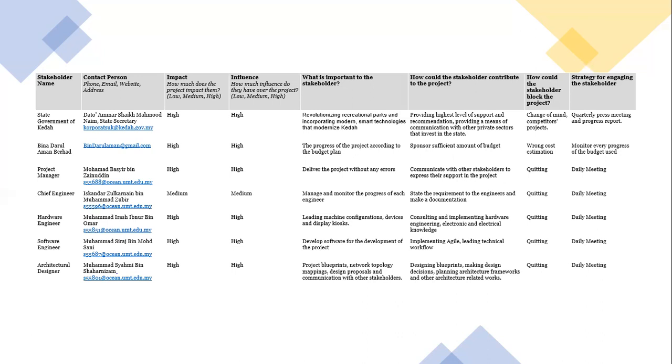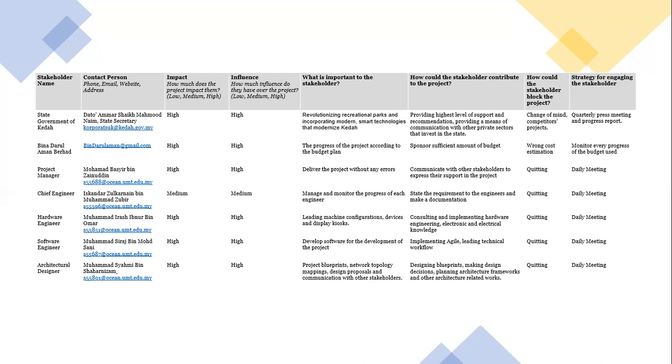And next, we have the software engineer, Muhammad Siraj bin Muhammad Sani. He also has a high impact and influence. What is important to Muhammad Siraj is developing software for the project. And how could Muhammad Siraj contribute to this project? By implementing agile and leading the technical workflow.